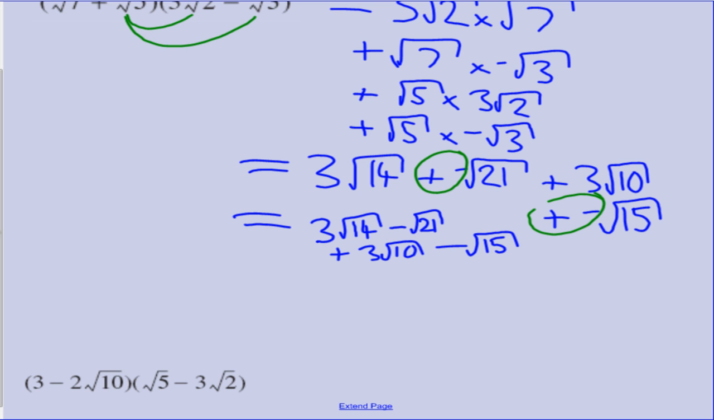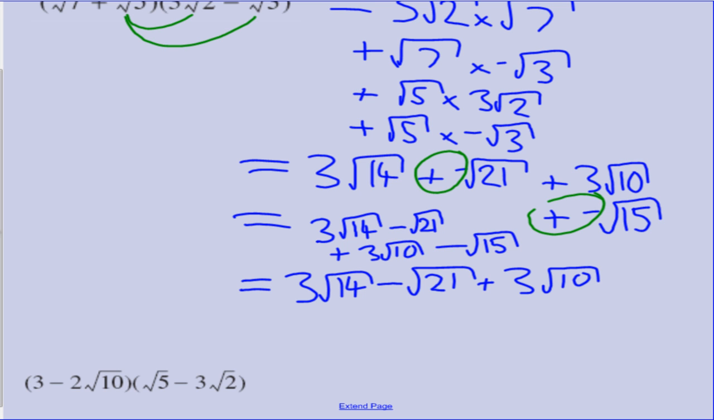Now I should have gone down a little bit more so I could write that in one big line, and I might do that now just to show you what it should look like. So 3 times the square root of 14 minus the square root of 21 plus 3 times the square root of 10 minus the square root of 15. And there is our final answer after a binomial expansion.